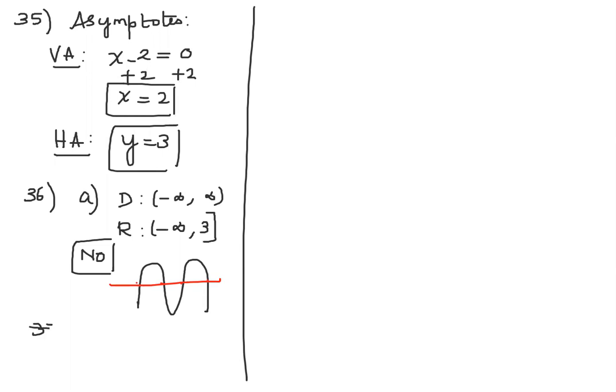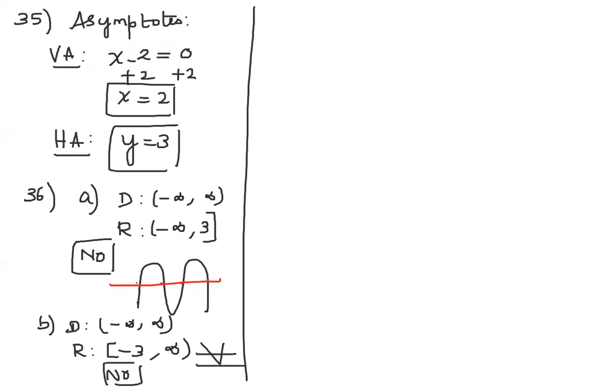And then B: the domain is -infinity to infinity. The range is -3 comma infinity. Again, it's not a one-to-one function because the function is V-shaped.